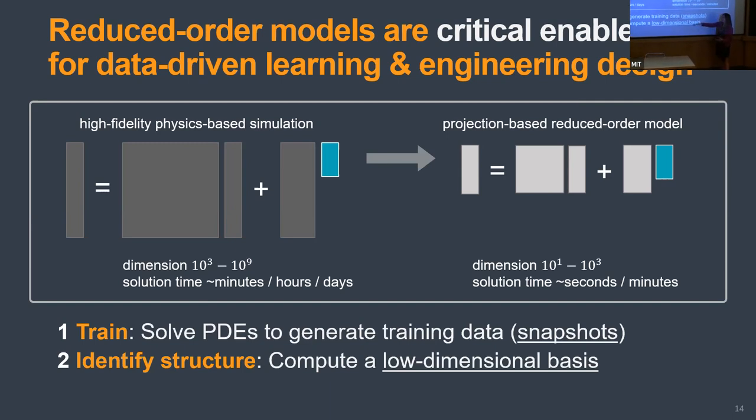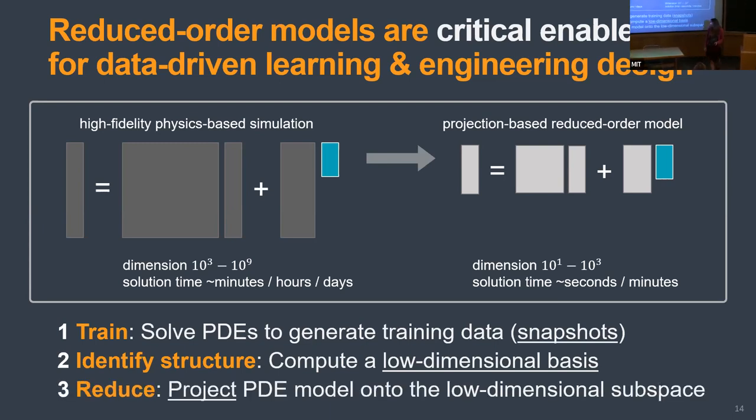The workhorse of structure identification, for not all, but for many methods, is the singular value decomposition to find a low-rank representation of that snapshot set and then represent that with a low-dimensional basis. So it's typically the leading singular vectors of the snapshot matrix. Again, not all methods use this, and as I get to the last part of the talk, I'll talk about how we're moving to nonlinear manifolds in this second step here. But again, the workhorse here is really the singular value decomposition. And then the third step.